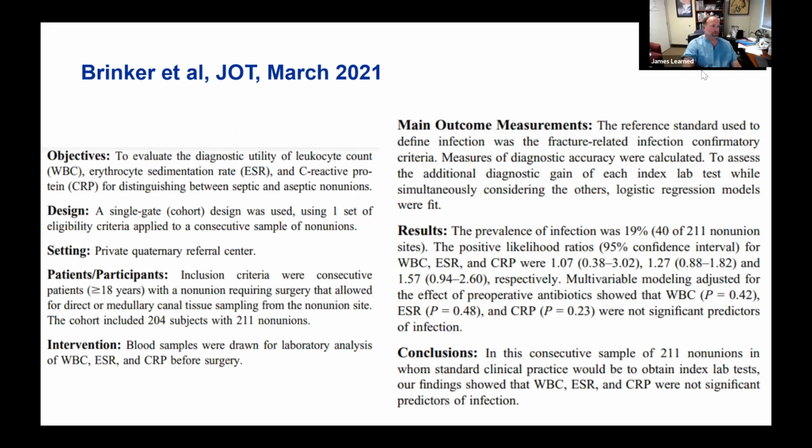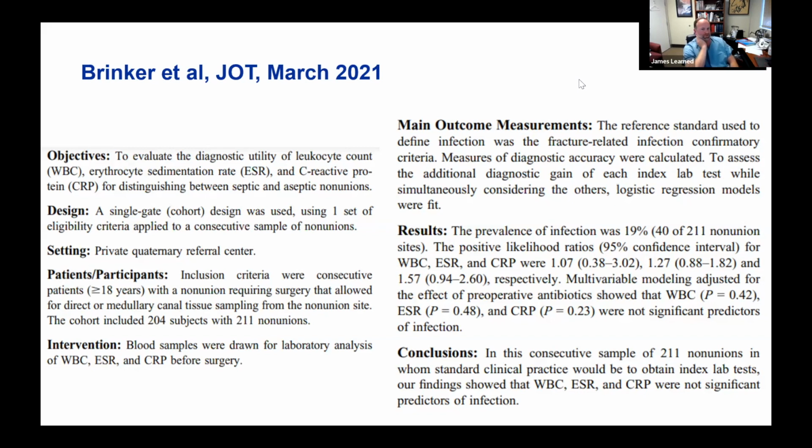Great, thanks, Tom. So this is a great paper. It's a series of patients from this private elective practice, non-union centered. And this series is 204 patients with 211 non-unions. They wanted to look at, like Tom said, what is the utility of these biomarkers, right? So we all talked about getting ESR, CRP, white blood cell counts, and using that to make decisions. So they asked, are these good markers to use for decisions? We all use them, but are they actually useful?